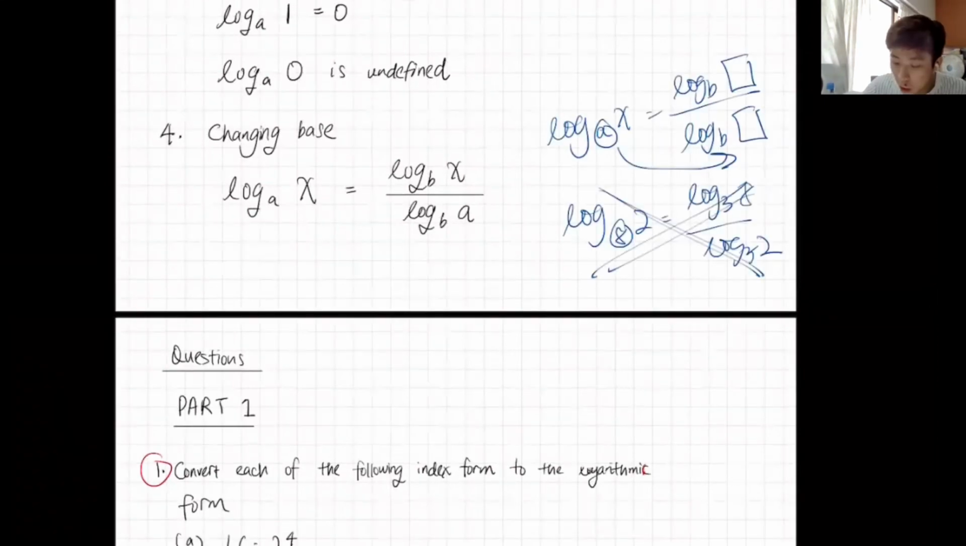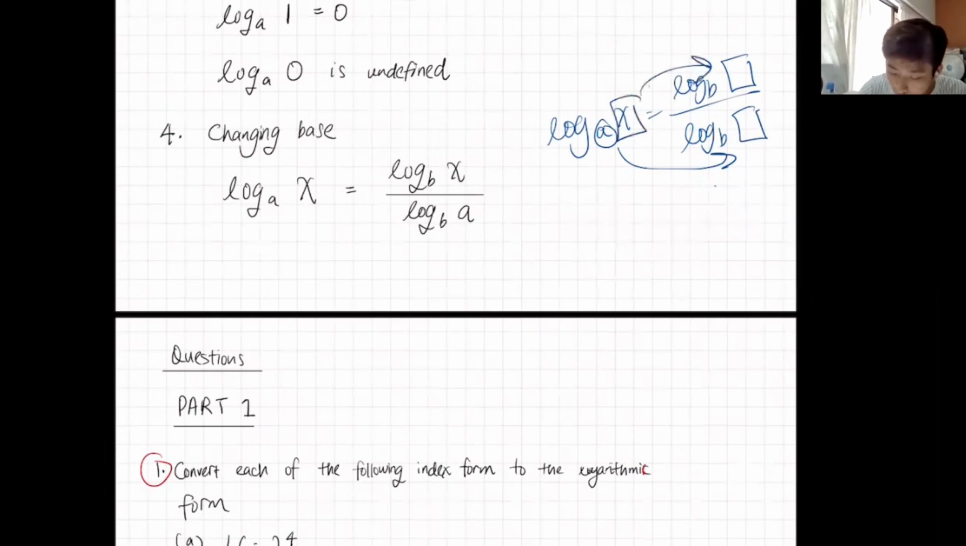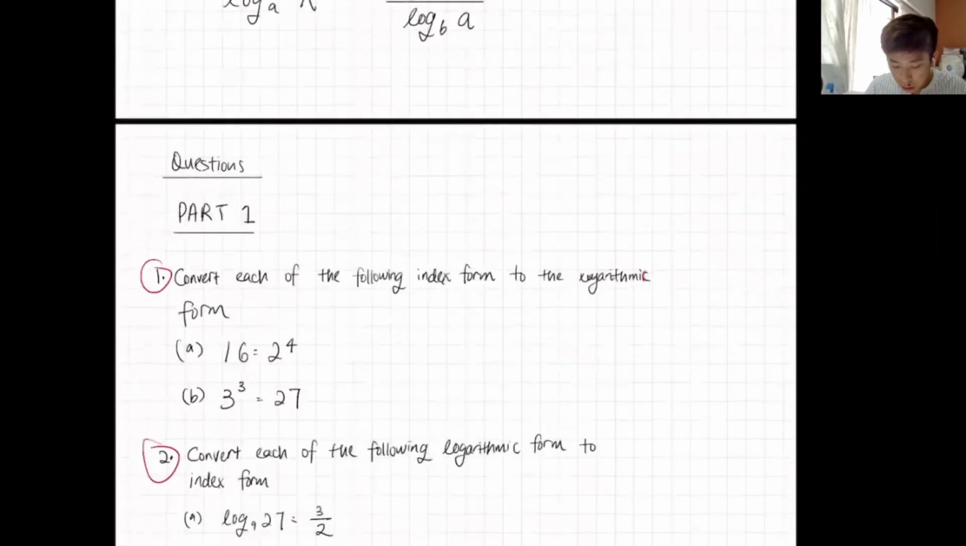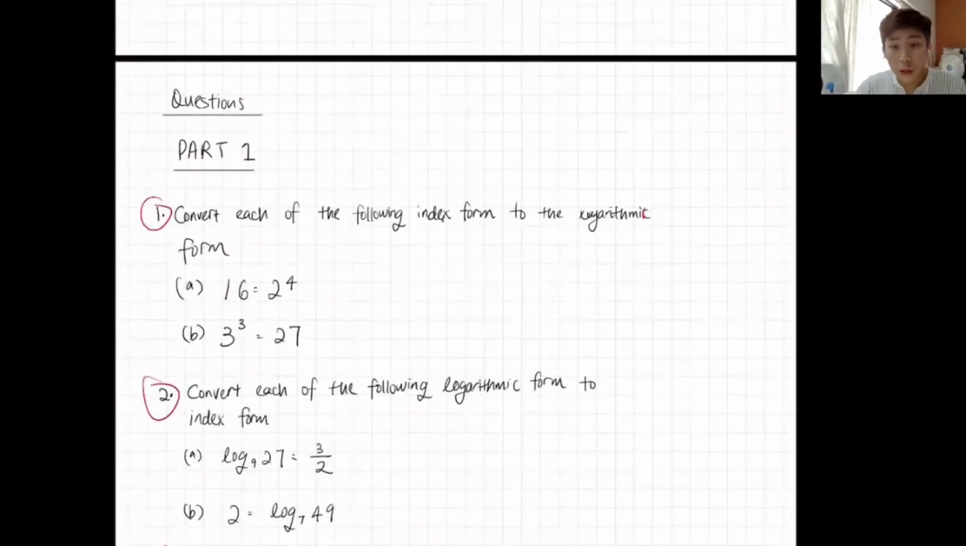What sits up there is always the right hand side one. What sits down there is always the left hand side one. Or you can think of it this way: the right hand side one will go up, the left hand side one will go down. Understand? What is on the right goes up, what is on the left goes down. So that is on changing base.